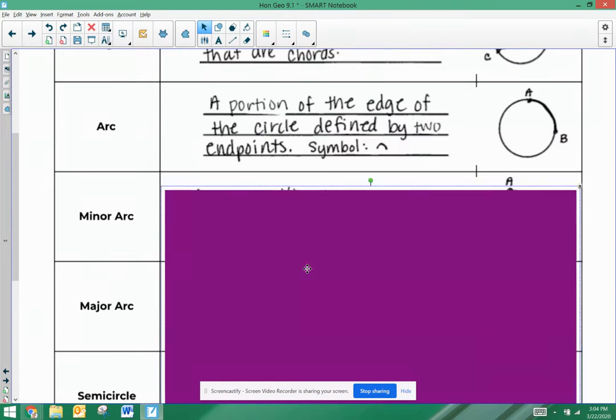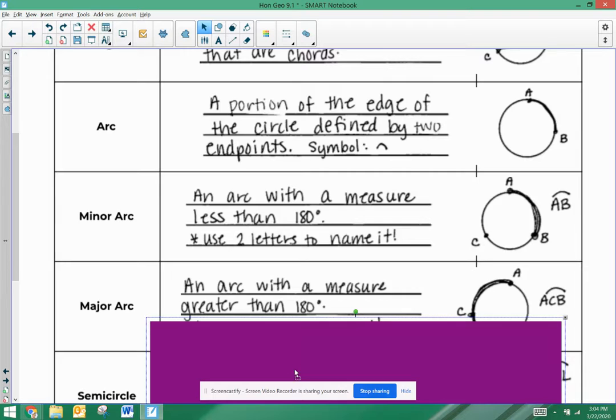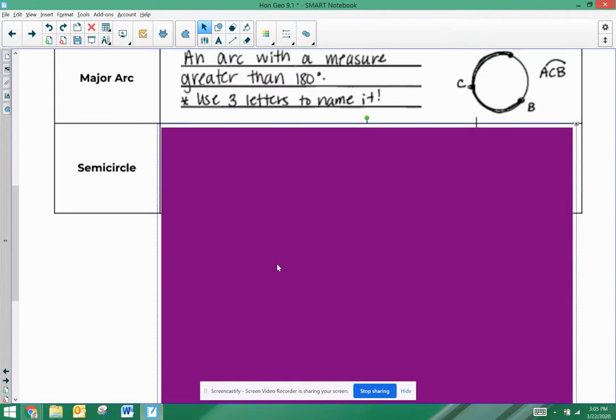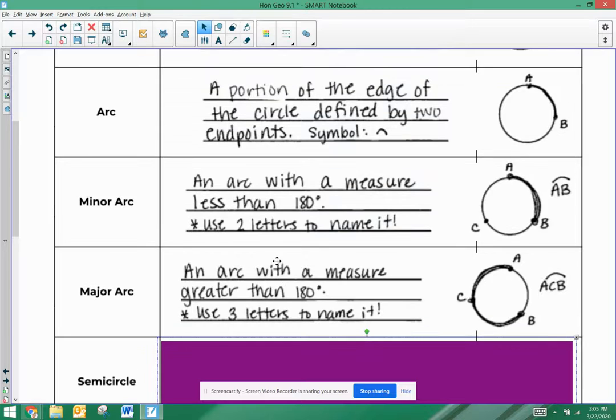Then we have arcs. Three different types of arcs. So generically, an arc is just a portion of the edge of the circle defined by two endpoints. And that's the symbol that we use for an arc.